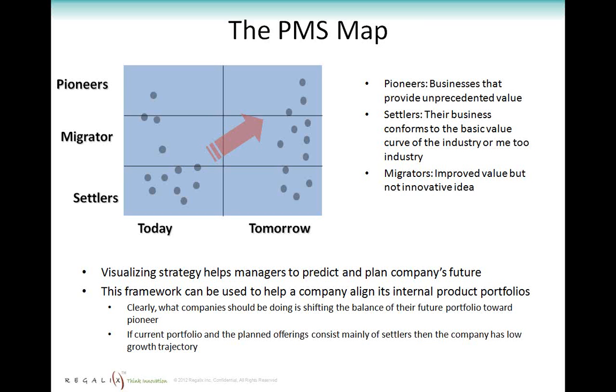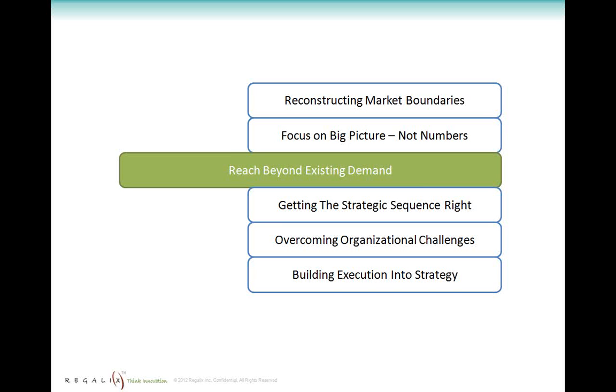This framework can also be used to help a company align its internal product portfolios. Clearly, what the company should be doing is shifting the balance of their future portfolios towards pioneer groups. Now, if a company's portfolio of current and planned offerings consists mainly of settlers, then the company has a low growth trajectory. Next, we move on to the next principle called reaching beyond existing demand.